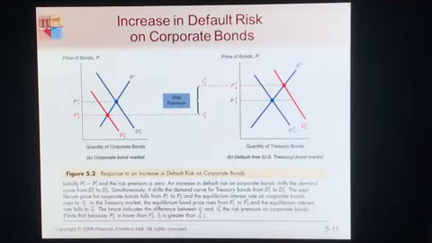For example, D1, DC1 and SC. SC refers to the supply of the bonds and DC refers to the demand of the bond. If the demand decreases, what will be the new equilibrium price? The equilibrium price will also decrease from P1 to P2. That will be the new price.